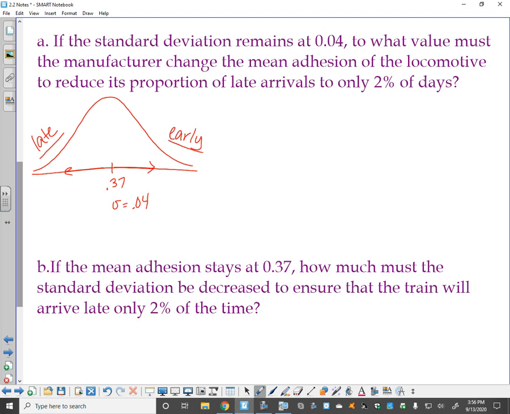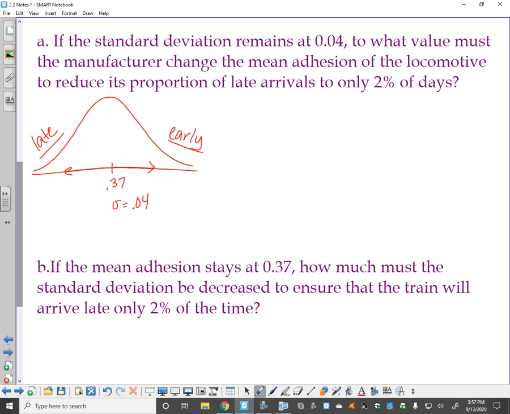Okay, so if I look at part A, it says, if the standard deviation remains at 0.04, to what value must the manufacturer change the mean adhesion of the locomotive to reduce the proportion of late arrivals to only 2%?